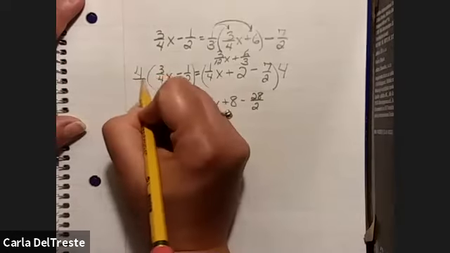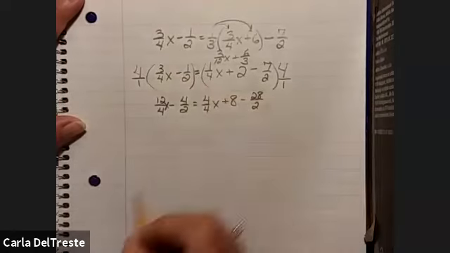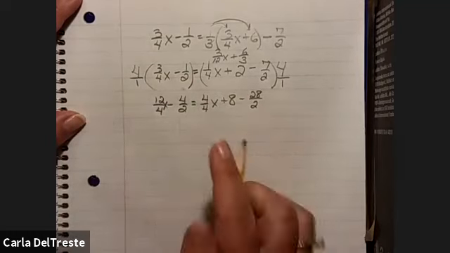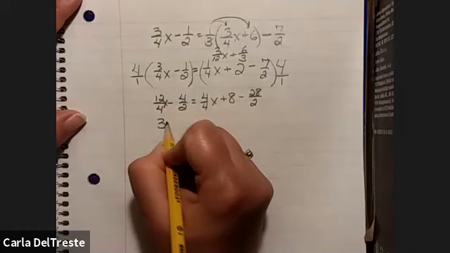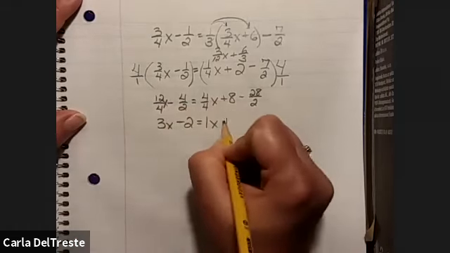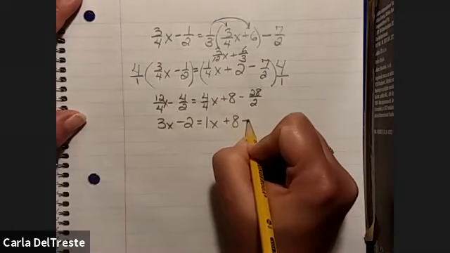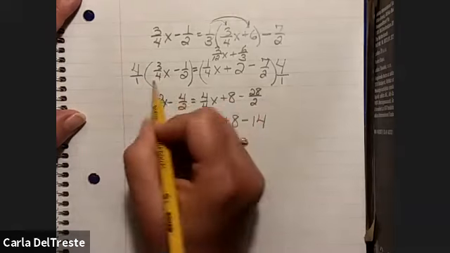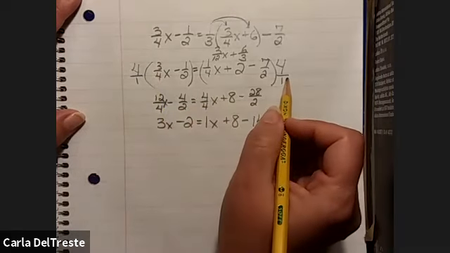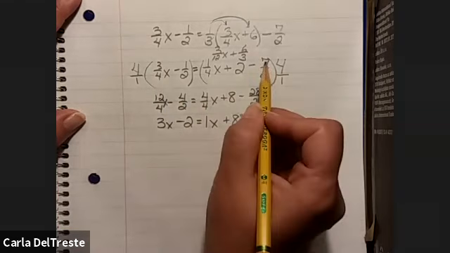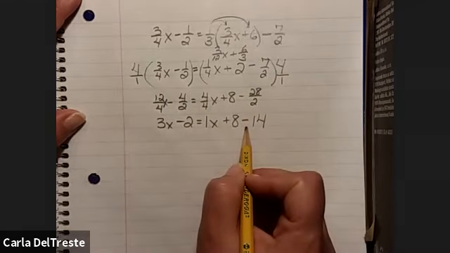Now, I didn't put it over 1, but you could just put it over 1 so you could see the multiplication straight across. This is going to be a nice 3x minus 2 equals 1x plus 8 minus 14. If you feel comfortable doing this math in your head, like I did in the previous problem, you always have that as an option as well. It'll take you right from here to here.